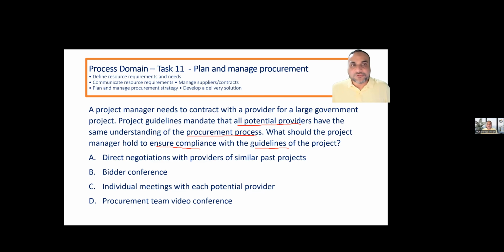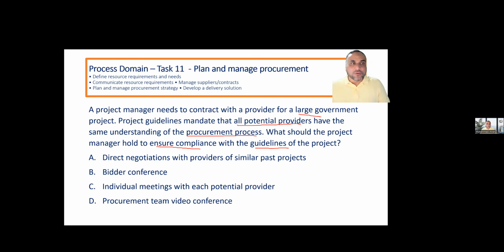A project manager needs to contract with the provider for a large government project. Project guideline mandates that all providers, whoever is submitting the bids, have the same understanding of the procurement process. They will follow our procurement process. So how can you ensure that anyone who is supplying the items has the same information? Direct negotiations with provider of similar past projects, bidders conference, individual meeting with each potential provider, procurement team, video conference.